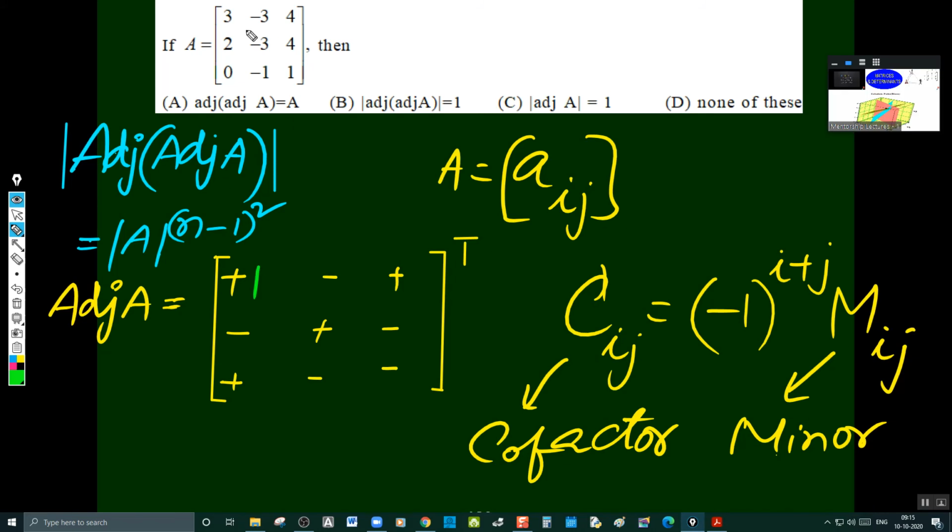Someone is asking: for the formula in blue, n is the order of the matrix, right? Yes, n is the order of the matrix. Correct.